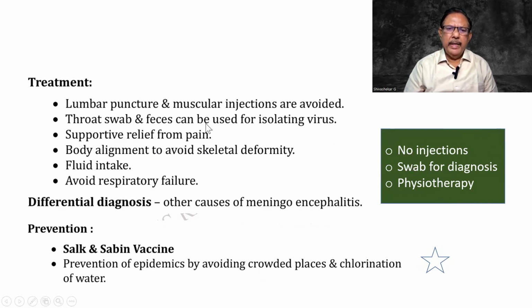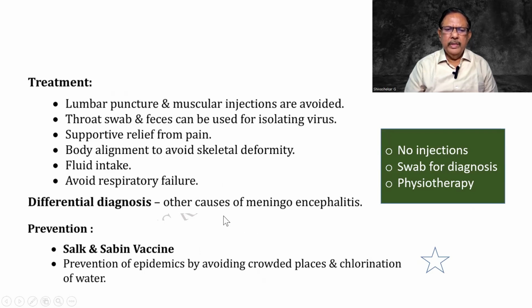Swab can be taken for isolating the virus and supportive relief from the pain. Body alignment to avoid any skeletal deformity. All of us know what kind of a deformity the polio can cause. So we will have to minimize it by giving adequate support. Fluid intake and respiratory failure, we don't notice it. We see only the legs and hands, but the respiratory failure is most important.